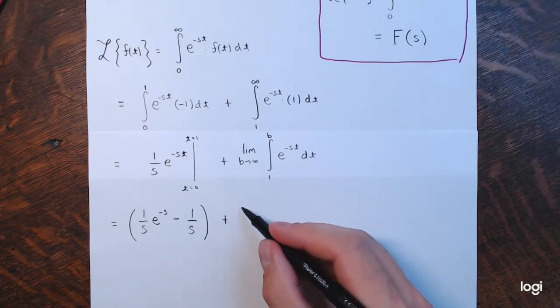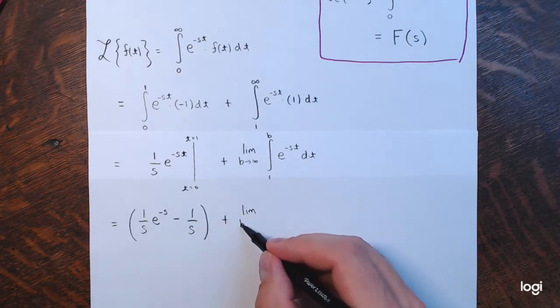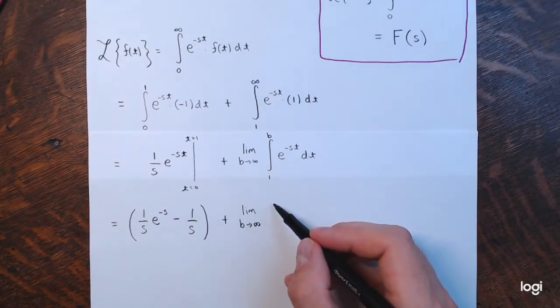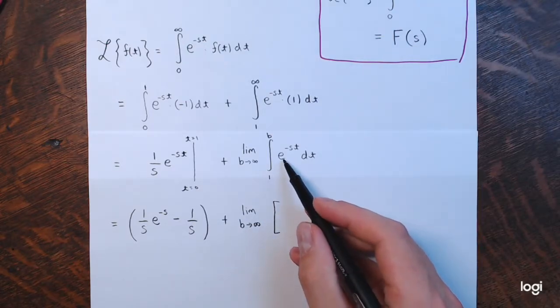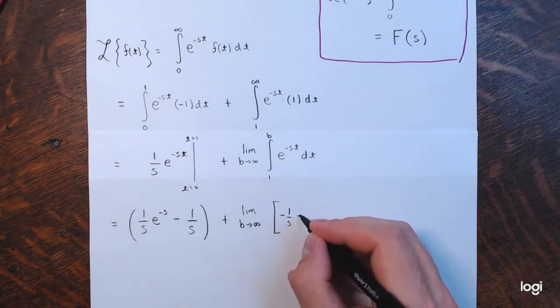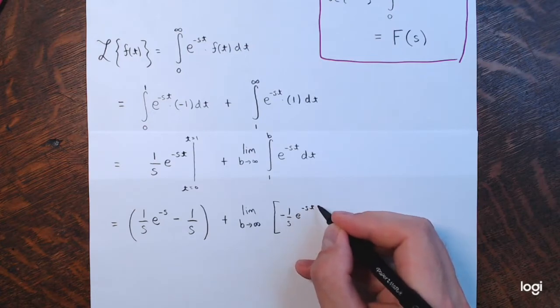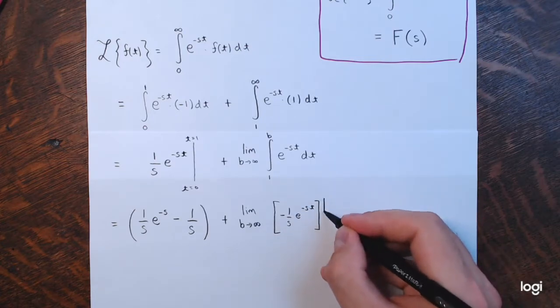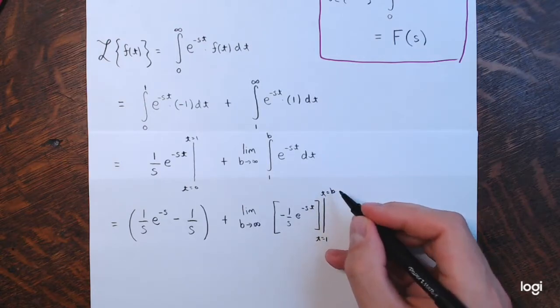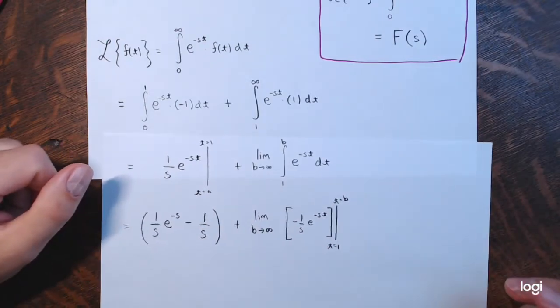Plus the limit as b approaches infinity of, and here, again, pretty simple antiderivative, negative 1 over s e to the negative st, evaluated from t equals 1 to t equals b, right? And then we're going to have b approach infinity.